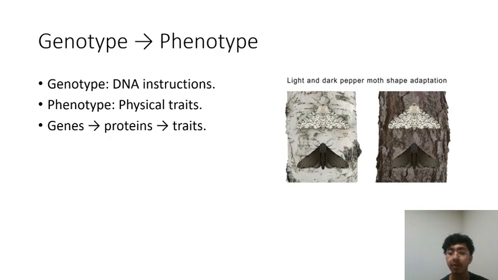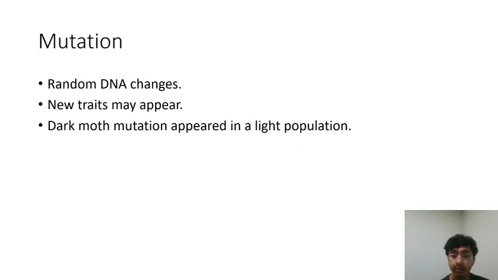And the four mechanisms of evolution are, first, mutation. Mutations are random changes in DNA. They can happen when DNA is copied or because of environmental factors. In the peppered moth, the dark-colored morph appeared because of a mutation in the pigment gene. Most mutations don't help or hurt, but this one turned out to be useful in certain environments.